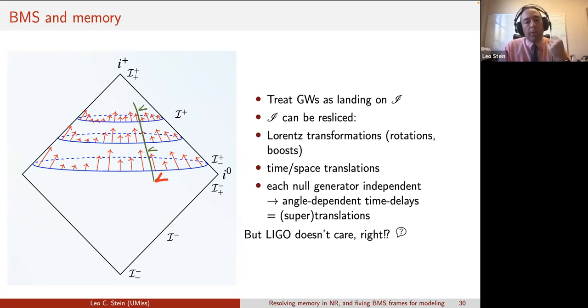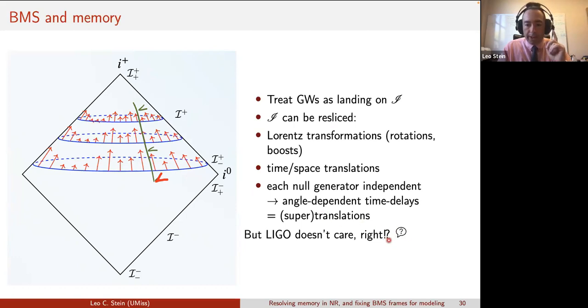But the problem is that there's the detector problem and there's the modelers' problem. So the modelers do care because we have to provide a family of waveforms to the people who do the detections. They're going to do parameter estimation. They're going to try to do Markov chain Monte Carlo in some parameter space. And what they need is a family of waveforms that's smooth as a function of parameters. And the waveforms that we give are functions on all of scri, not just at a point.